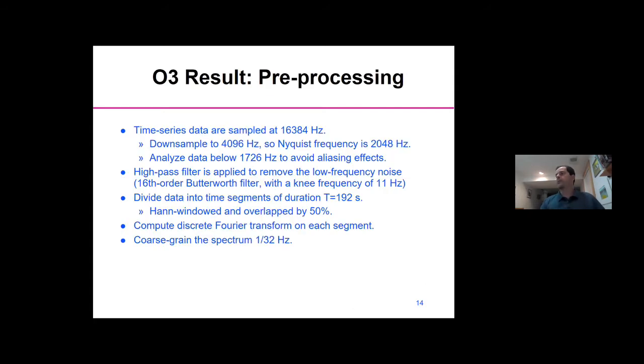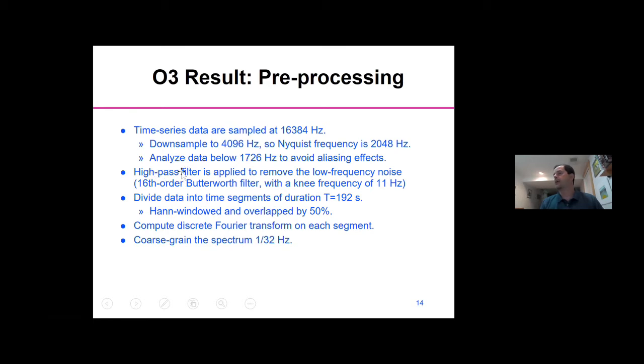Okay, so some technicalities here. When we do our analysis, we start off with a time series that is sampled at about 16 kilohertz. We downsample it first to 4,000 hertz, such that the Nyquist frequency is about 2 kilohertz, which means that we cannot see, probe or study anything beyond 2 kilohertz, and that's just fine for most of the models that we're interested in.